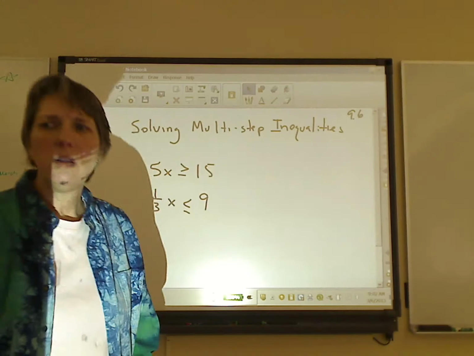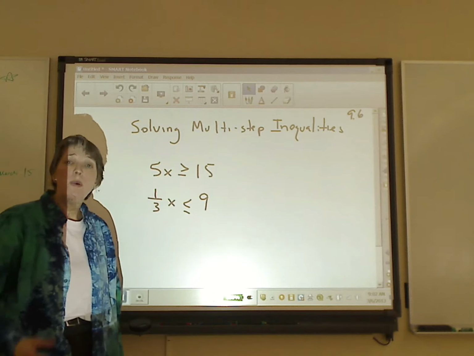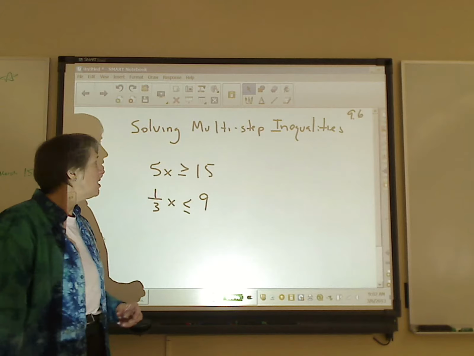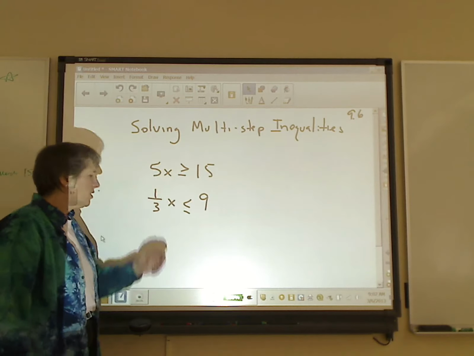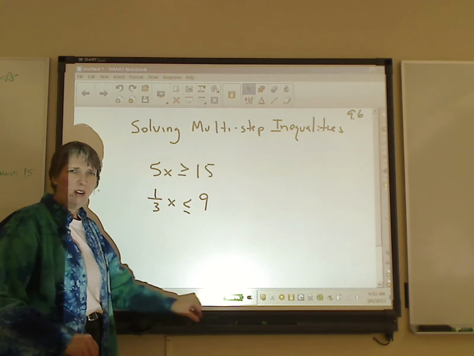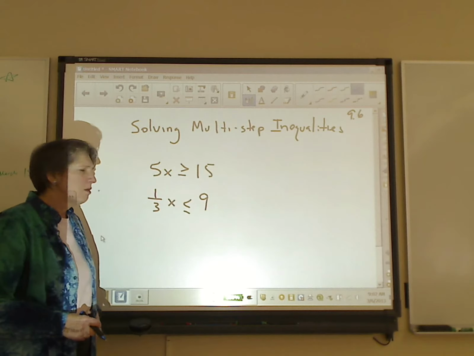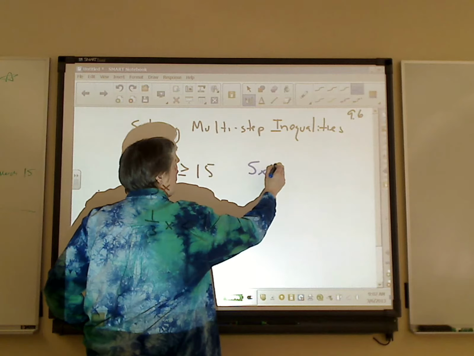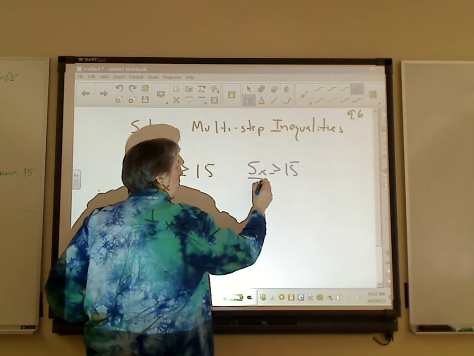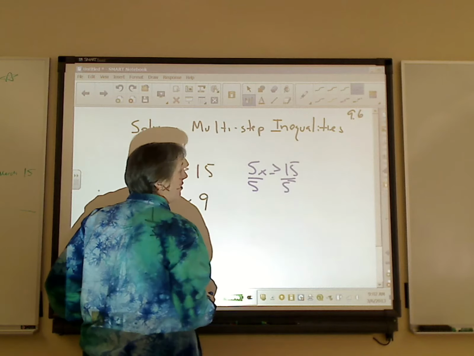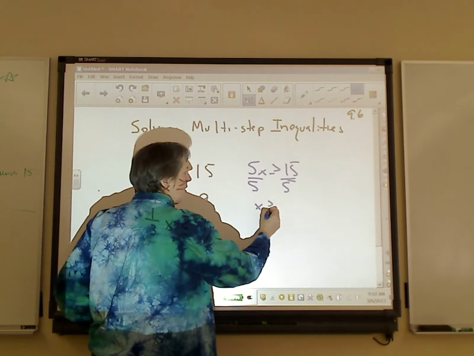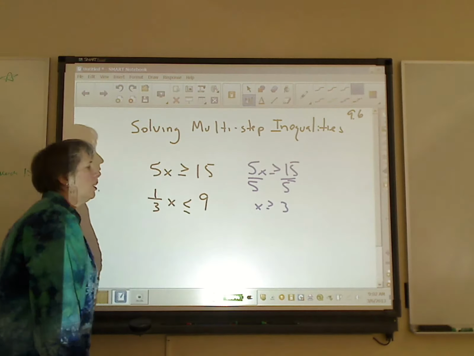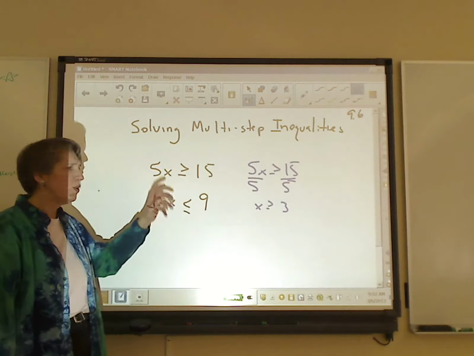We're talking about solving multi-step inequalities. We've done some basic inequalities: 5x is greater than or equal to 15, and 1/3 x is less than or equal to 9. So we're just going to do a quick refresher. We divide both sides by 5, and we get x is greater than or equal to 3. And we plug that in to make sure it's true.